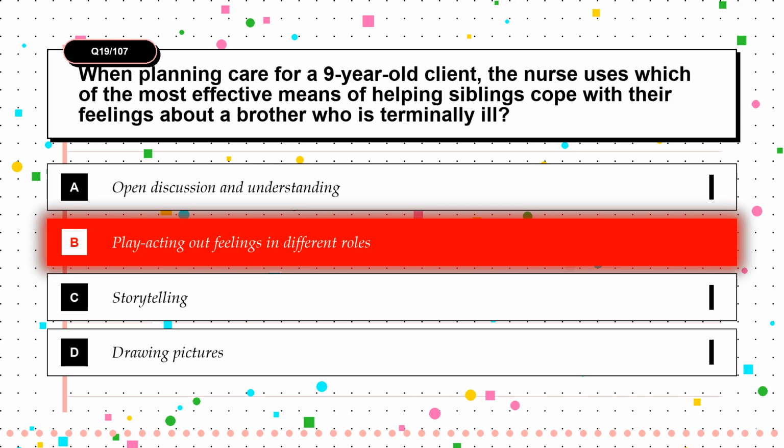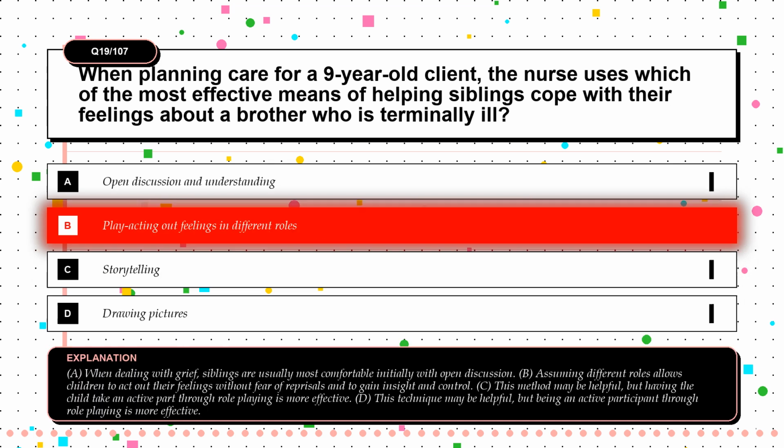The correct answer is option B. Play acting out feelings in different roles. When dealing with grief, siblings are usually most comfortable initially with open discussion. B. Assuming different roles allows children to act out their feelings without fear of reprisals and to gain insight and control. C. This method may be helpful, but having the child take an active part through role-playing is more effective. D. This technique may be helpful, but being an active participant through role-playing is more effective.